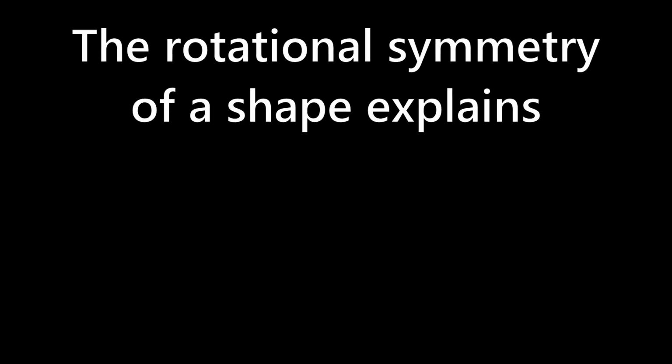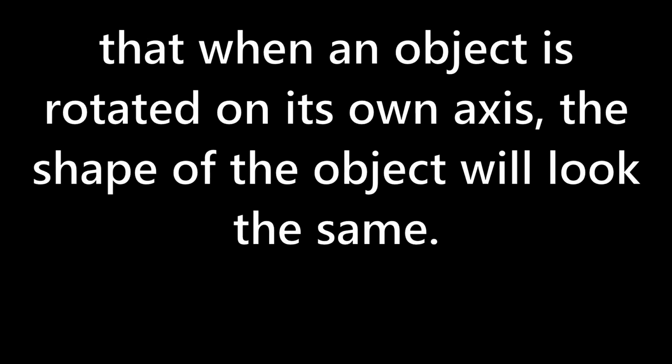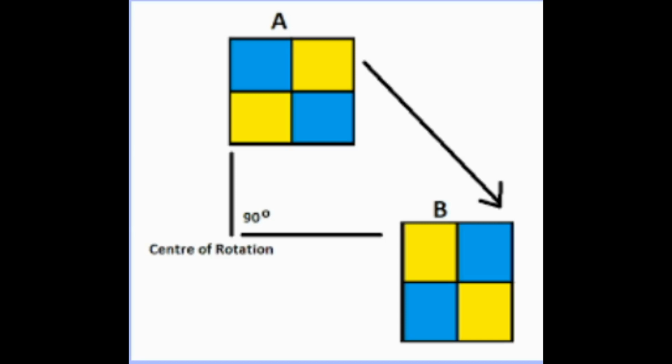10.5 Rotational Symmetry. The rotational symmetry of a shape explains that when an object is rotated on its own axis, the shape of the object looks the same. You can see it in the photo below.